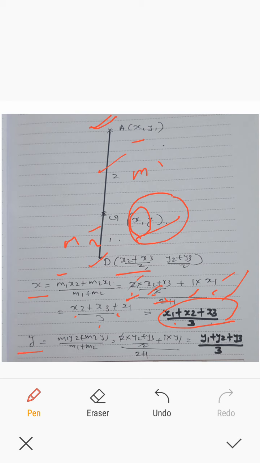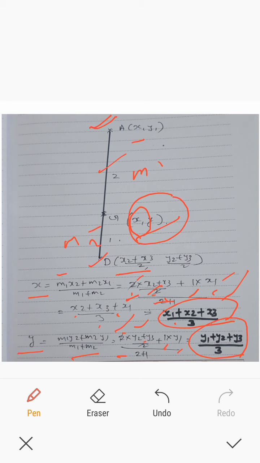Similarly, y is (m1 y2 plus m2 y1) by (m1 plus m2). m1 is 2, y2 is (y2 plus y3) by 2, plus m2 is 1, y1 is y1 only. m1 plus m2 is 2 is to 1. So cancelling 2 as we did before, it is (y2 plus y3 plus y1) by 3, or writing in order, (y1 plus y2 plus y3) by 3. So the y coordinate of the centroid is (y1 plus y2 plus y3) by 3. So the coordinates of the centroid of a triangle are (x1 plus x2 plus x3) by 3 and (y1 plus y2 plus y3) by 3.